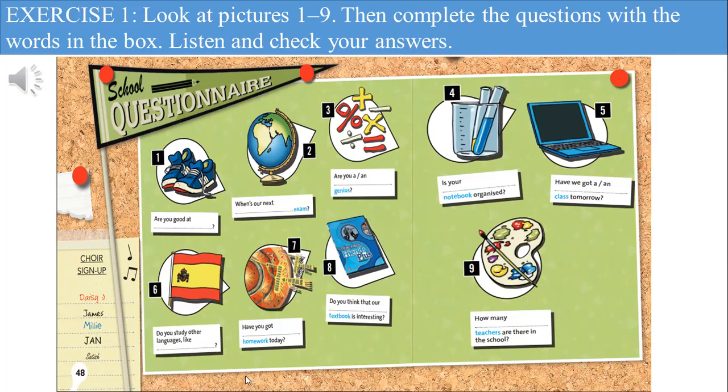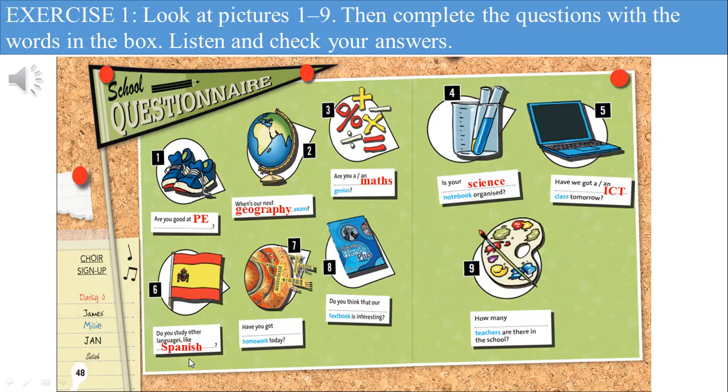Now, who can give me the answer for question 1? Yes, are you good at PE? Now 2. Okay, when's our next geography exam? Now 3. Good. Are you a maths genius? 4. Okay. Is your science notebook organised? 5. That's good. Have you got an ICT class tomorrow? 6. Excellent.